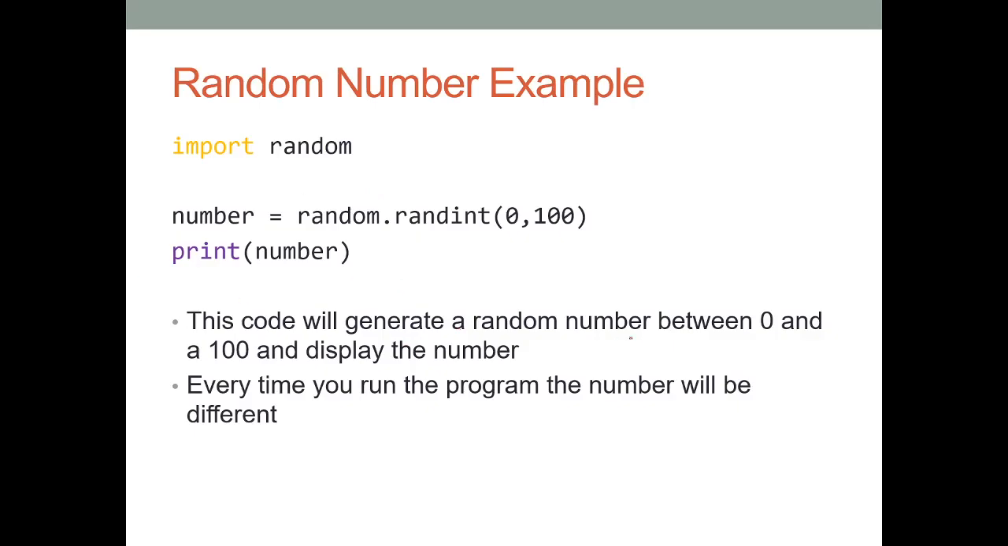Essentially, it will generate a random number between 0 and 100. So it could be anything in between those two numbers. And then when you run it, it will just print out that number. So it could print out 52, it could print out 65, any number between 0 and 100. So let's break down what these lines actually mean, first of all.